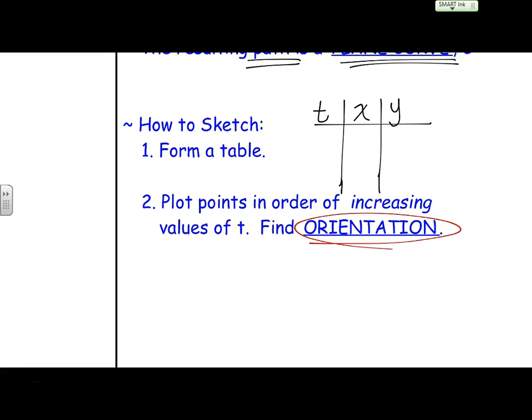But how do we know what t's to plug in? I guess we could do the old school t's. We could say, oh, -2, -1, 0, 1, 2. Do you guys remember those old school tables you would make when you were trying to learn quadratics? You would almost always plug in -2, -1, 0, 1, 2. But for time, does that necessarily make sense? Can you have negative time?